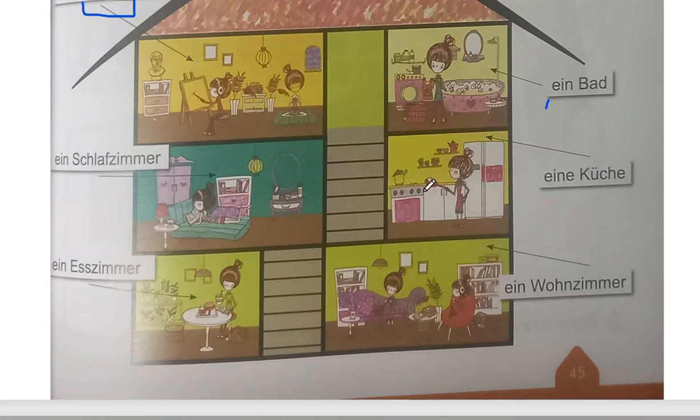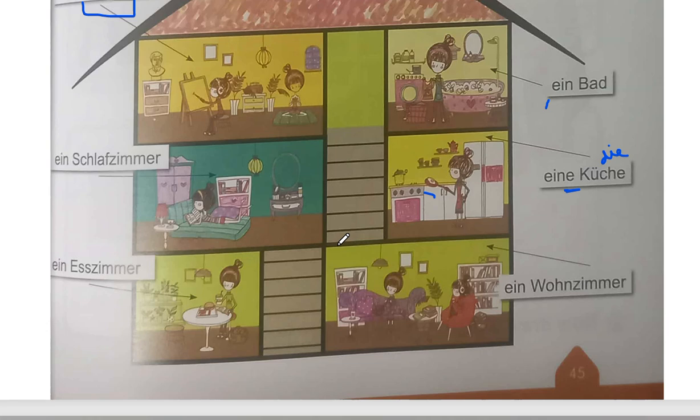Next, you can see she's cooking something. So that should be the kitchen. So kitchen is Küche. You can remember this like cooking. You do cooking in the kitchen, right? So cooking, Küche, you can remember it like that. Eine Küche. The article is die. Remember, because it's eine, not ein.